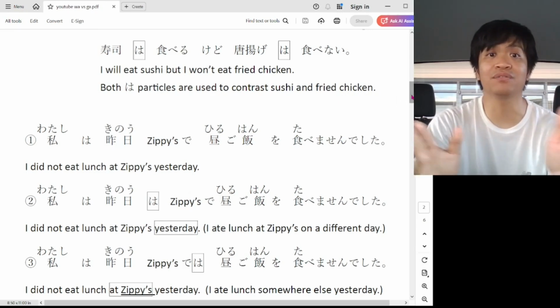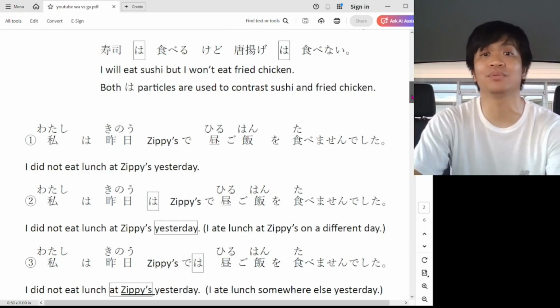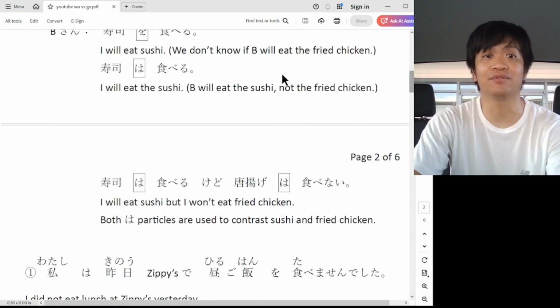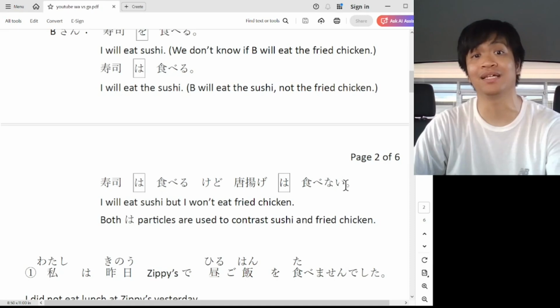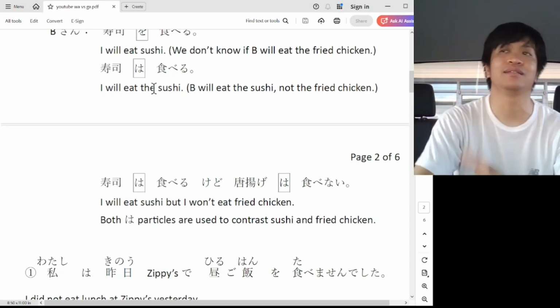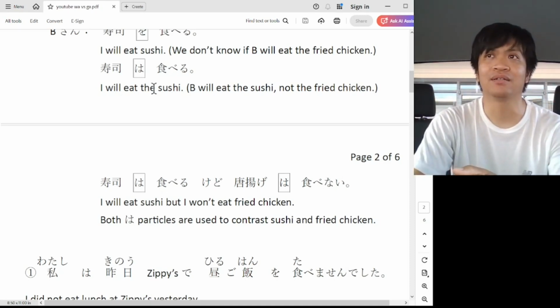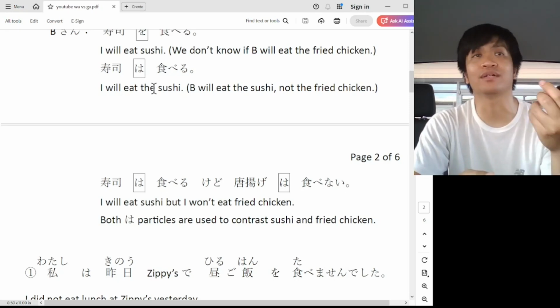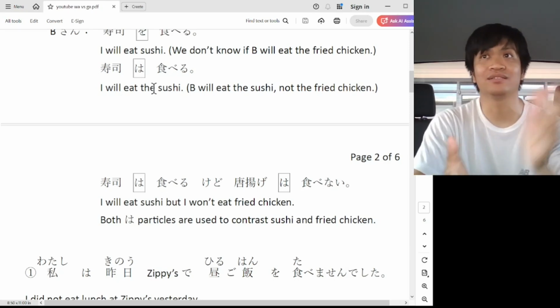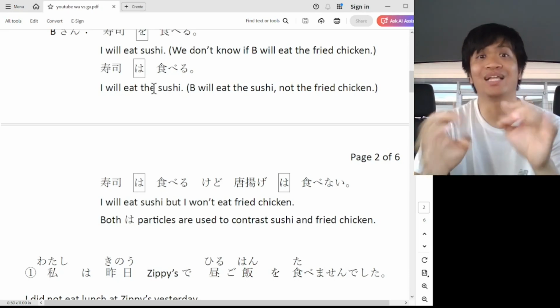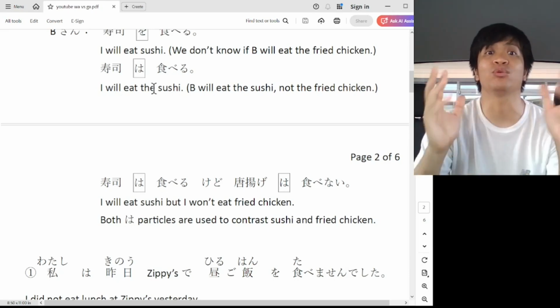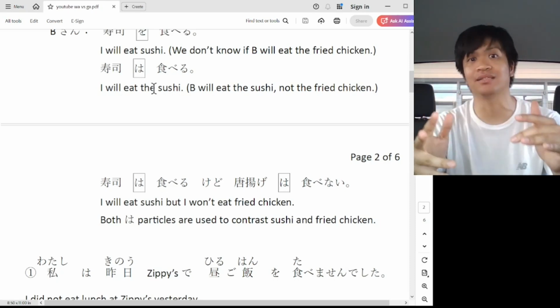So you can say this as a full sentence, but commonly when Japanese people speak, they would leave out the last part, this kedo karaage wa tabenai, because it's implied. Japanese has this culture of reading the air, or kuuki o yomanai to ikenai. So they want to have a lot of stuff that's implied. They don't want to be too direct. They need to be very indirect in their language.